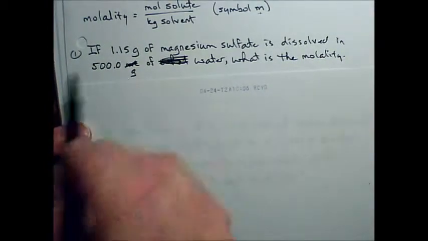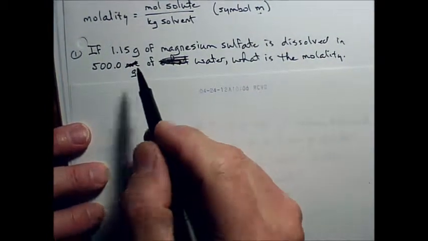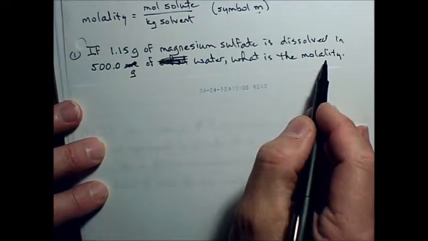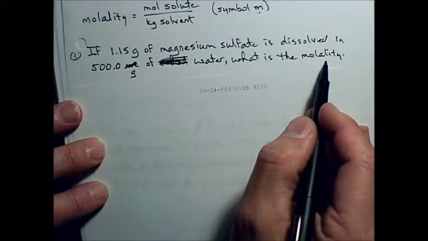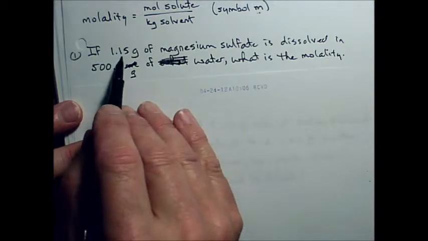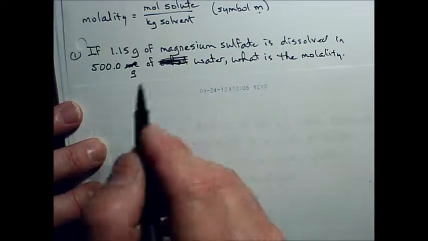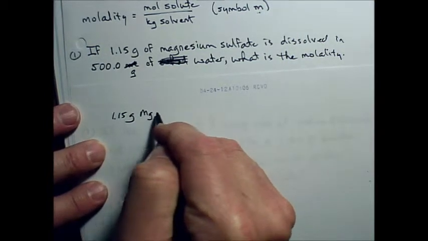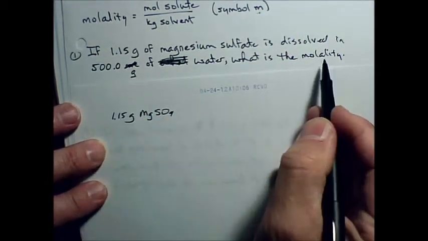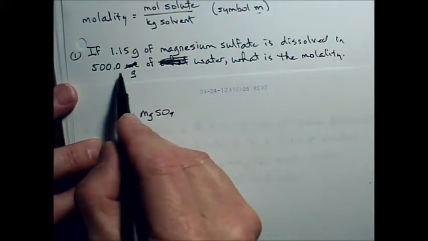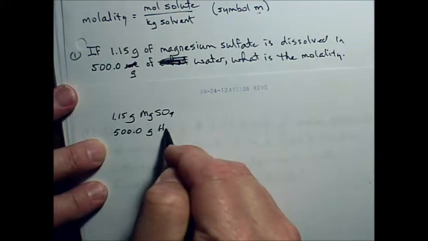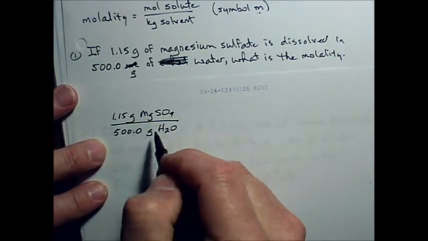All right, so we're going to start by setting this up. Since we're looking for molality, we want the solute over the solvent. So we start with the solute, 1.15 grams magnesium sulfate, and put it over the solvent, which is 500 grams of water. That's solute over solvent.